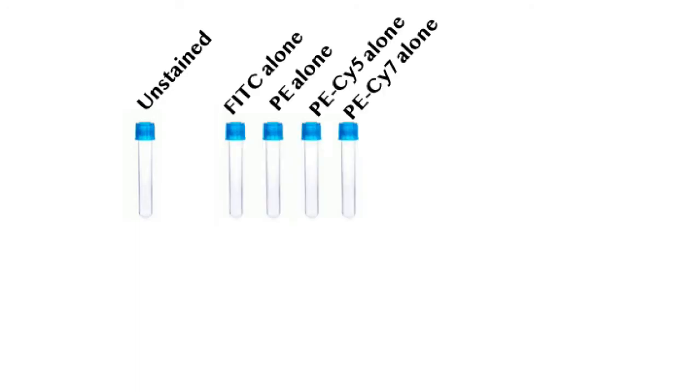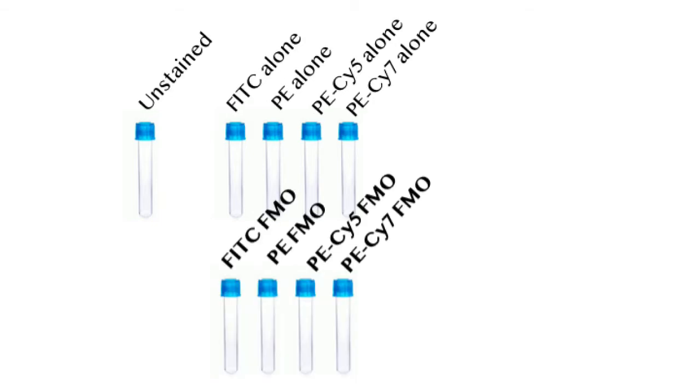As you can imagine, they can add up pretty quickly. So if we go back to our 4-color example where we had FITC, PE, PE Cy 5, and PE Cy 7, let's walk through the controls that we would need. So first off, we're going to have unstained cells, again to tell us about the autofluorescence of our population. We're then going to have our 4 compensation controls, so either cells or beads stained with FITC alone, PE alone, PE Cy 5 alone, and PE Cy 7 alone. So that brings us now to 5 samples.